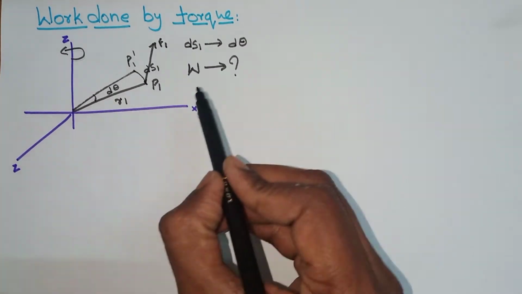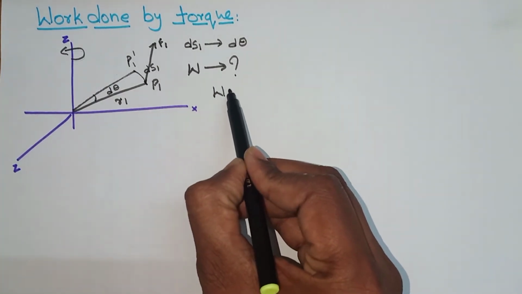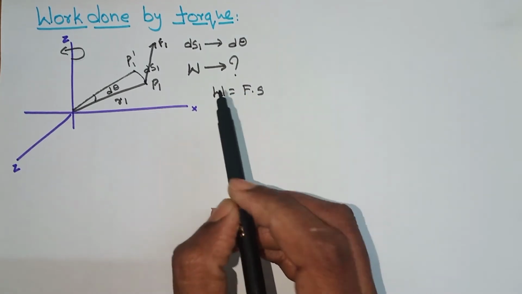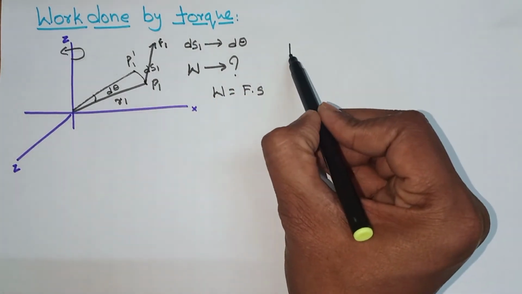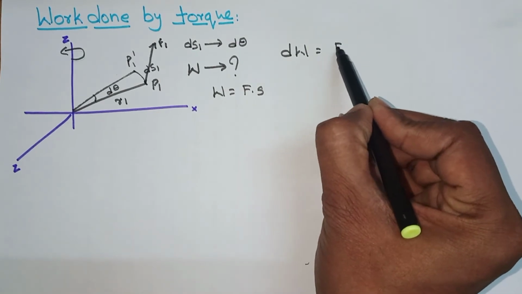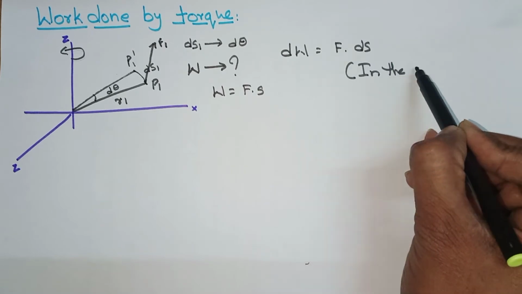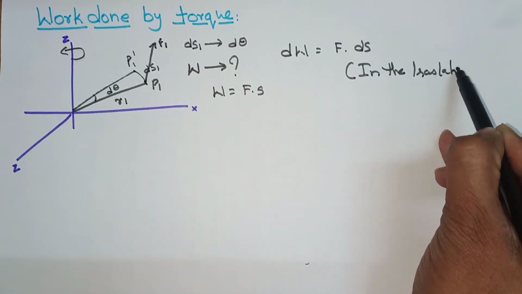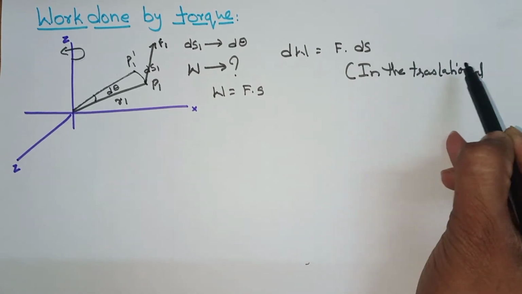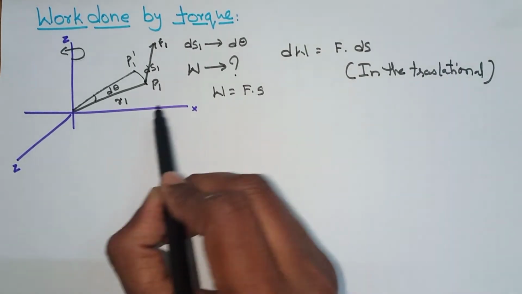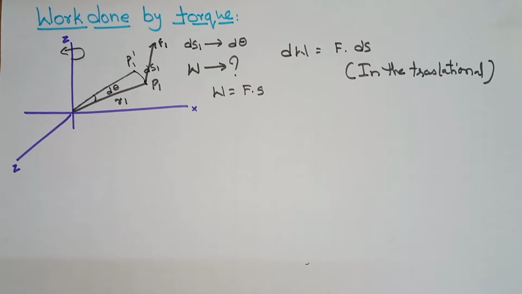Generally in translational motion we calculate W is equal to F into s, or dW is equal to F into ds. In translational motion we have studied this. How do we consider it in rotational motion? We have to see the analogies of force and displacement, and work is something we cannot change. We apply the analogy and we get the formula.